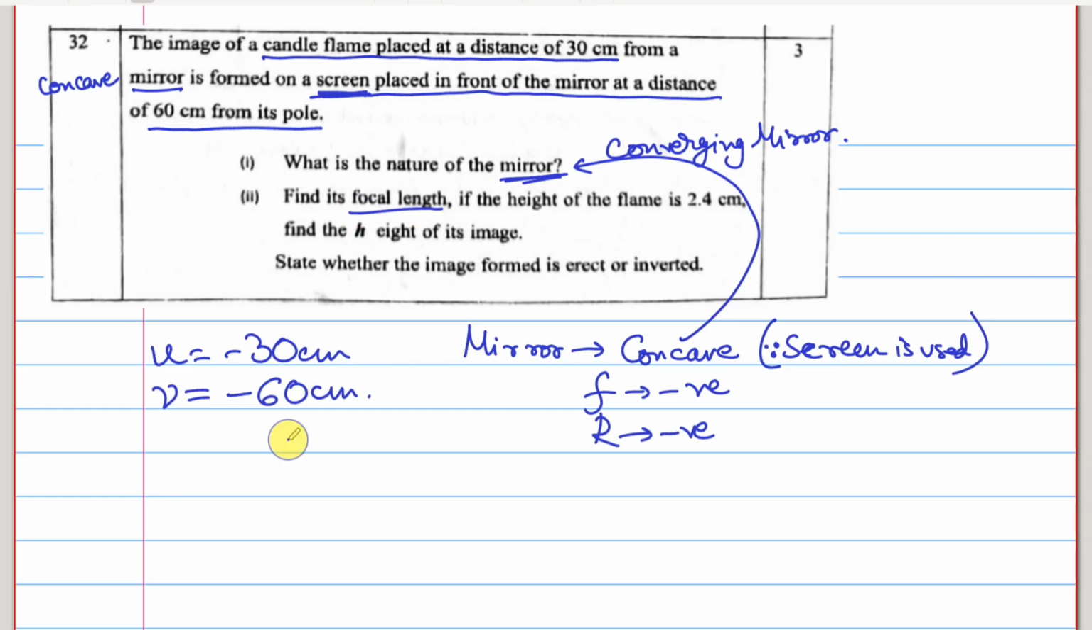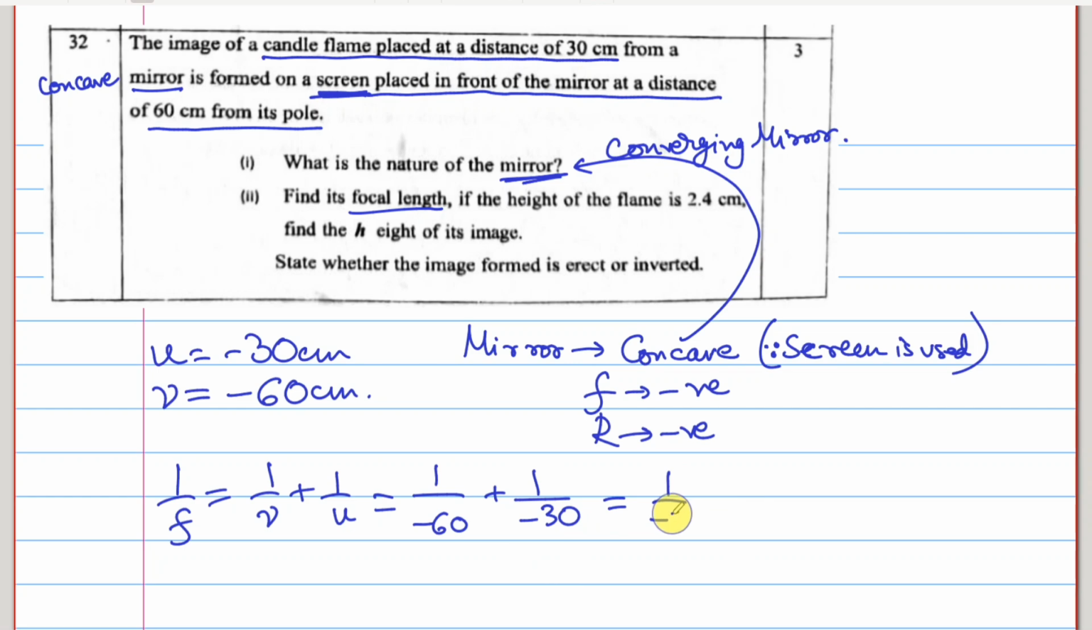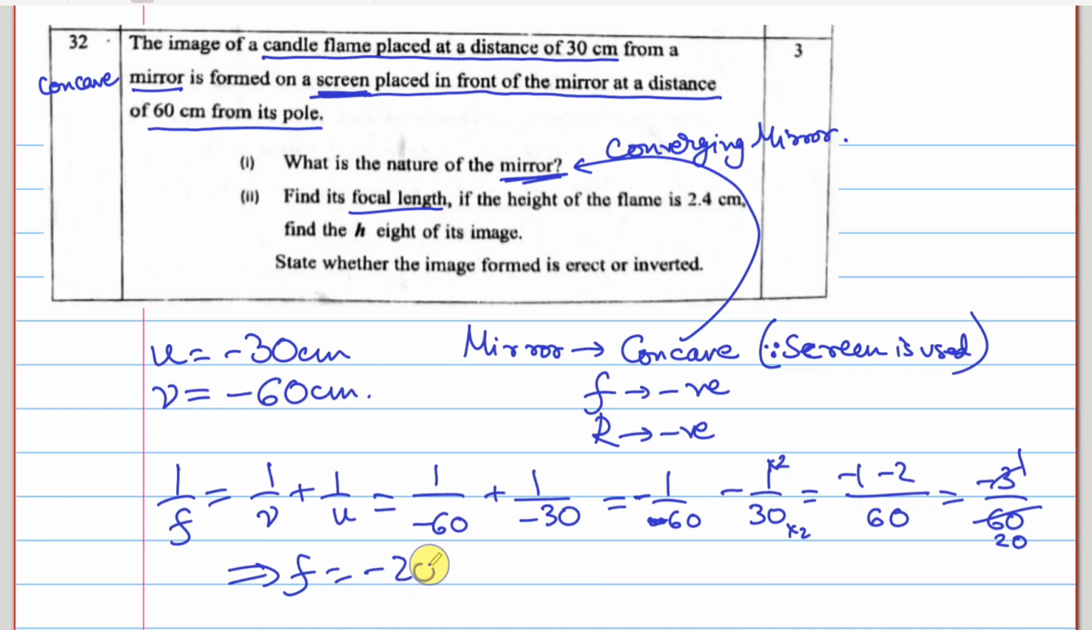Find its focal length. To find out the focal length, we'll have to use mirror formula 1 by f is equal to 1 by v plus 1 by u, which is equal to 1 upon minus 60 plus 1 upon minus 30. So this will turn out to be minus 1 by 60 minus 1 upon 30, which will be equal to minus 1 minus 2 upon 60, is equal to minus 3 upon 60. 3 ones are 3, 3 twenties are 60, so 20. So this implies f must be equal to minus 20 centimeter. This is the focal length.